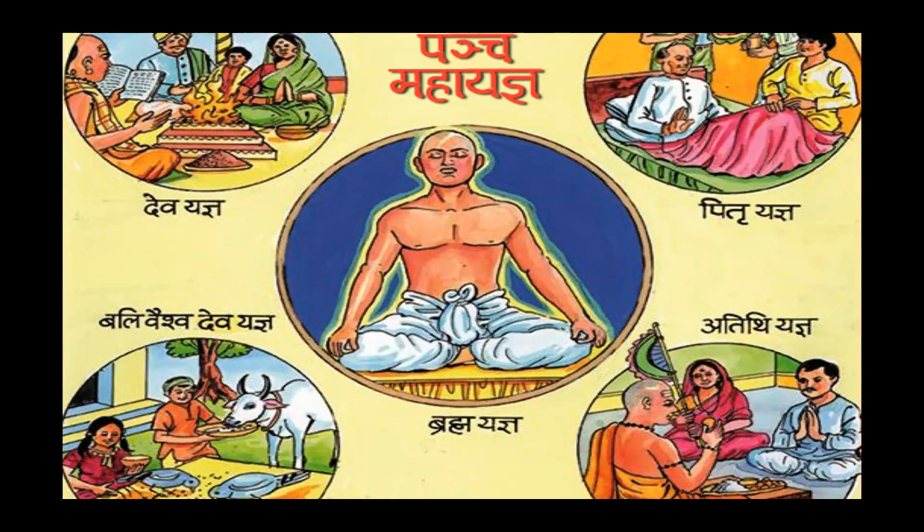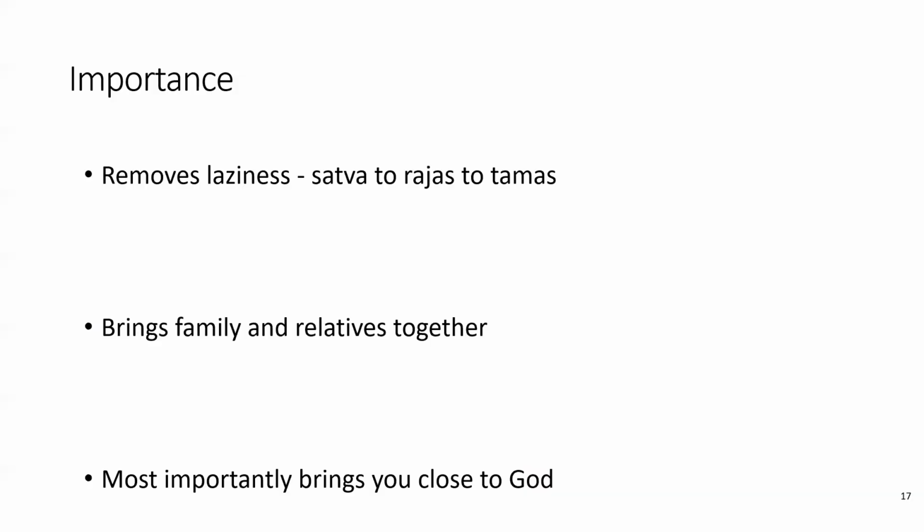Pancha means 5. Maha Yajna. Maha means big, immense, huge. Atithi Yajna is not only food or money; it can be any kind of hospitality or service. You can just sit beside someone and listen to something. That also is Atithi Yajna. Okay, that's it from my side.